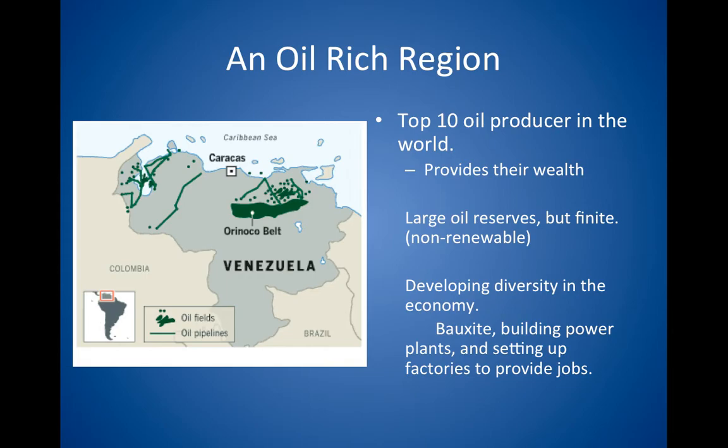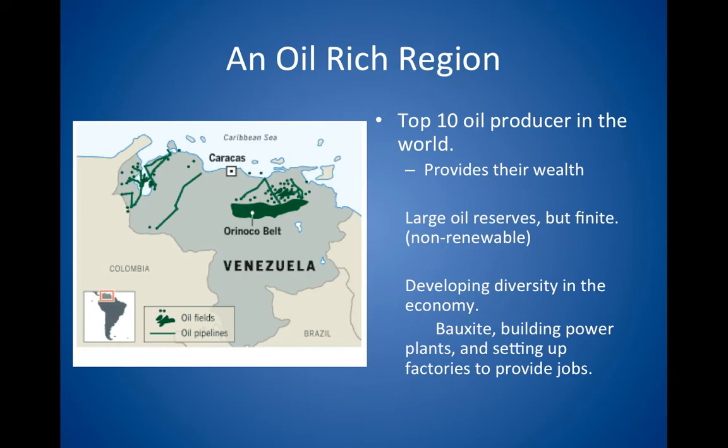While it has huge oil reserves, they are finite, meaning they are non-renewable, they will run out. Venezuela, therefore, has reinvested a large share of its oil profits in other industries. It is developing bauxite and iron mines, building power plants, and setting up factories that will provide jobs when the oil wells run dry. This is very similar to what we talked about with Mexico when they had the oil crisis. They put all of their eggs in one basket. Mexico went all in on oil. The oil market dropped drastically, and their economy was crushed.